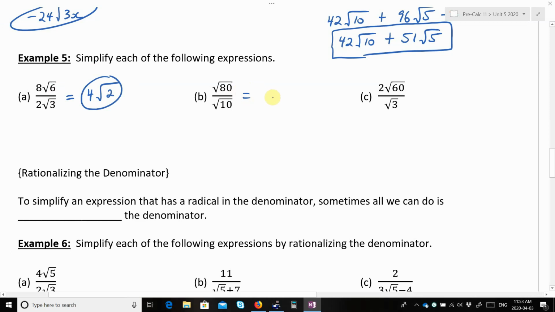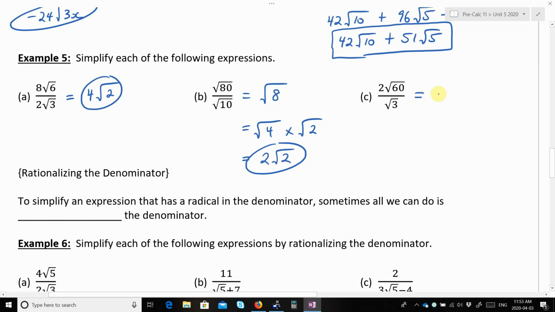The square root of 80 divided by the square root of 10 is the square root of 8. Just 80 divided by 10. And the square root of 8 can be broken down into the square root of 4 times the square root of 2, which is 2 root 2. So there's simplest radical form.